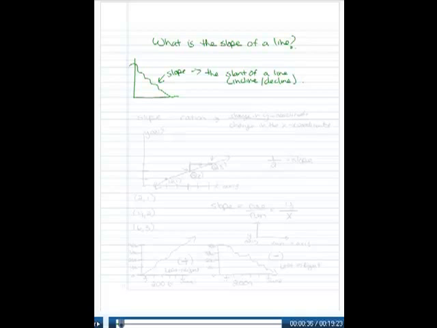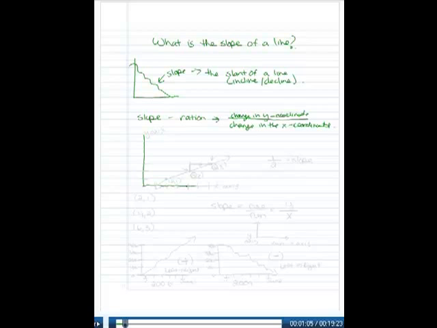More specifically, a slope is a ratio. It's a fraction that compares two things. It compares the change in the y-coordinate to the change in the x-coordinate. So what do I mean the change in? Well, when we're graphing lines, there are several points that make up the line.